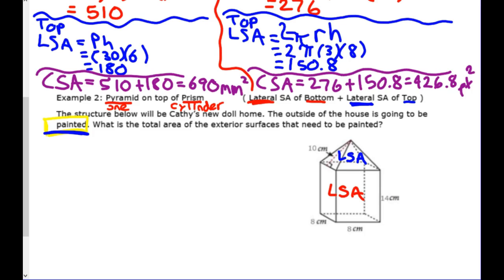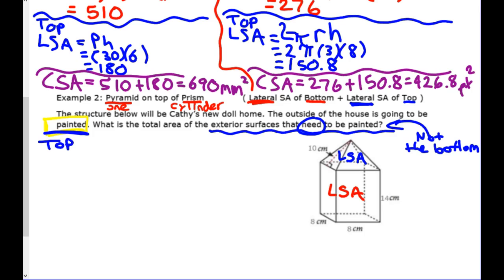So what is the total surface area of the exterior surfaces that need to be painted? That's the key word. That need to be painted. What do we need? Not the bottom. That's why they're both sides only, which are both lateral. So let's do that. I want to find the top's lateral surface area. So for the top, the lateral surface area equals what? Now, this is what shape on top here?